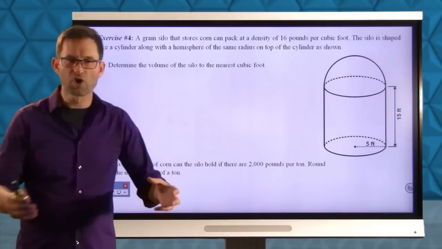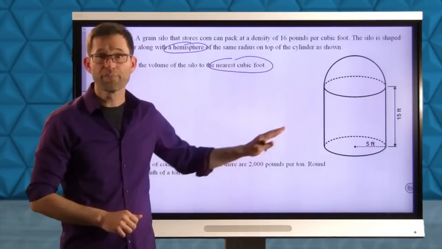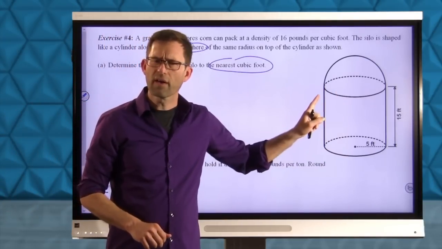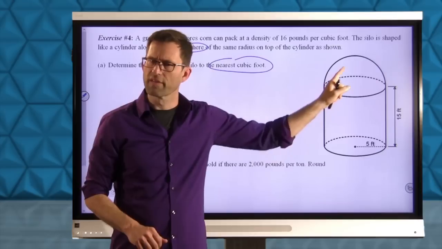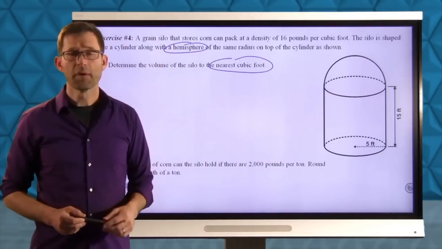Number 6. Now let's start putting some shapes together. A grain silo stores corn, which can pack at a density of 16 pounds per cubic foot. The silo is shaped like a cylinder, along with a hemisphere, a half of a sphere, of the same radius on top of the cylinder as shown. Determine the volume of the silo to the nearest cubic foot. You know how to calculate the volume of a cylinder. You know how to calculate the volume of a sphere, so I'm hoping that the volume of a half of a sphere isn't too hard. You just have to put the two together. Spend a few minutes doing that.